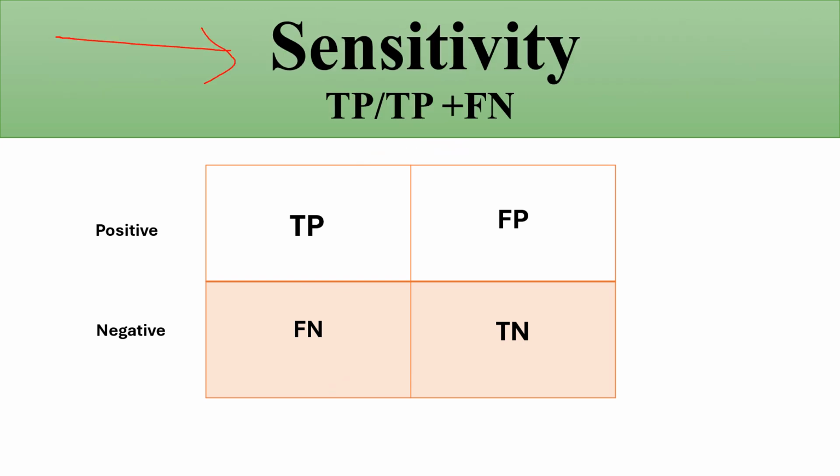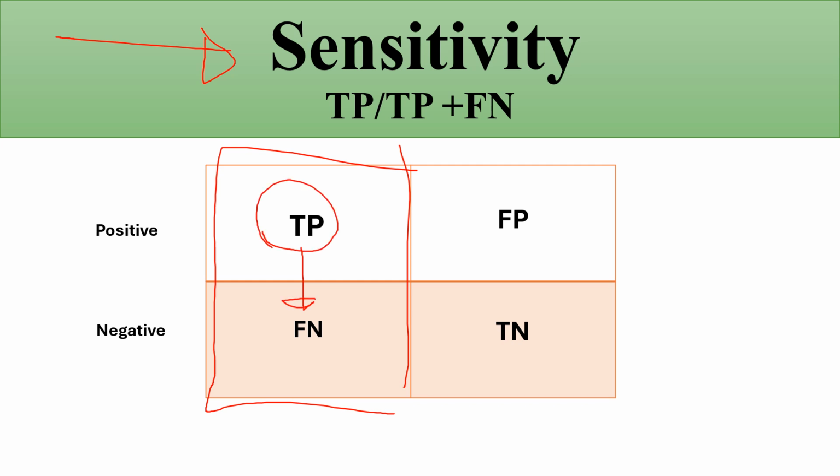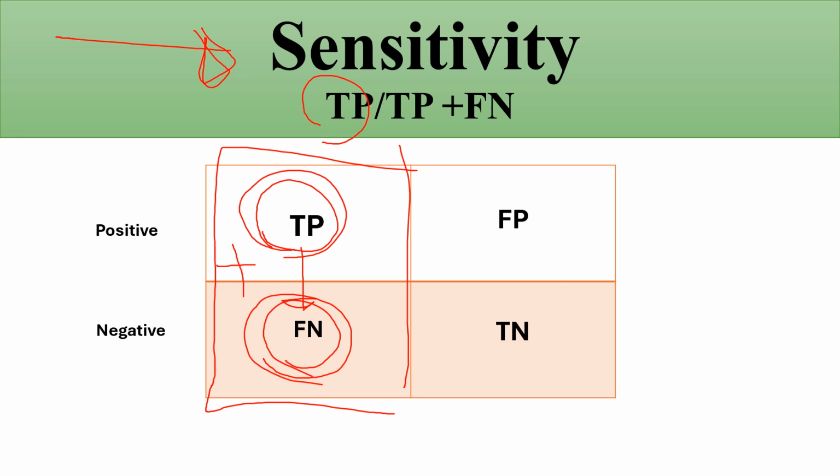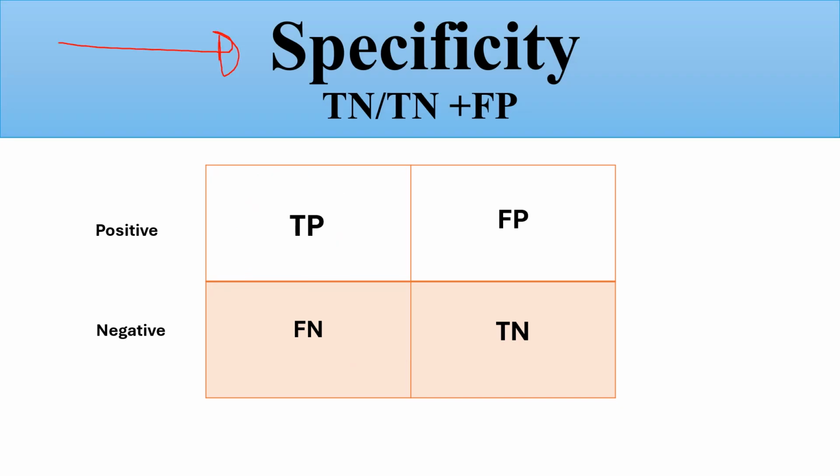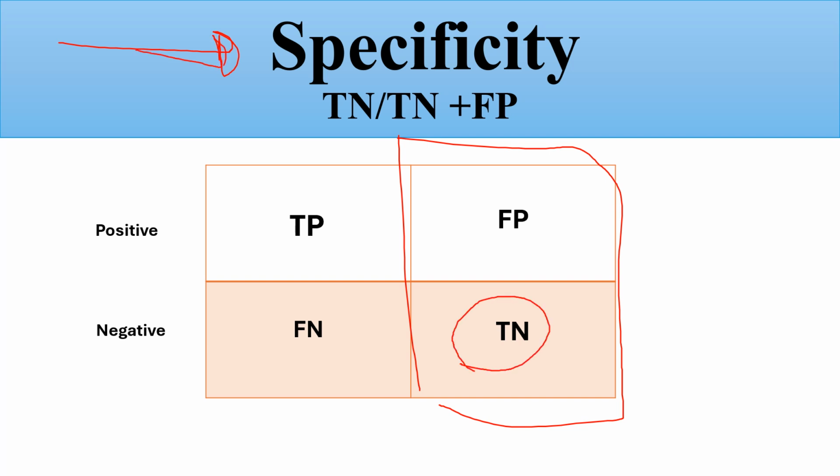How to calculate sensitivity? Very easy. You will take this portion of the four-square and draw an arrow like that. It will be true positive, because you are calculating sensitivity: true positive divided by true positive plus false negative. So how do you calculate specificity? You will take this portion of the four-square, and this is the true negative because you are calculating specificity.